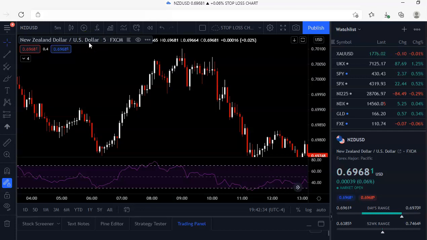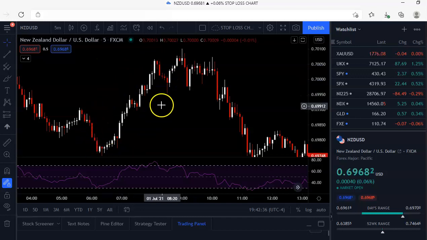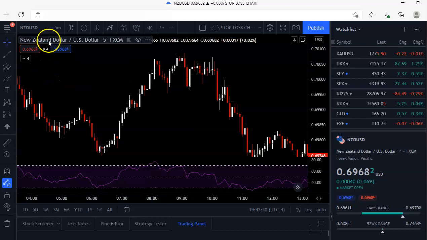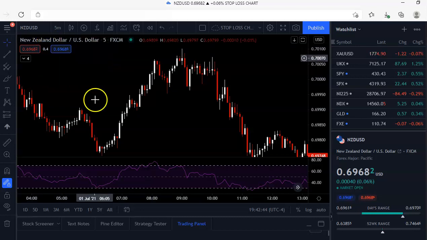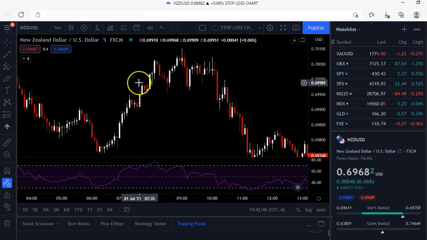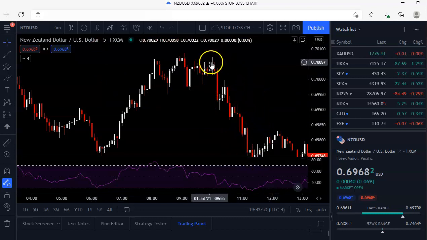All right. So in this situation, if you look in this area here where we have the white candles and you see bullish momentum here, you see that the New Zealand dollar is stronger than the US dollar in this area. And then you see here that the US dollar is stronger than the New Zealand dollar because price began moving downward in a bearish pattern.